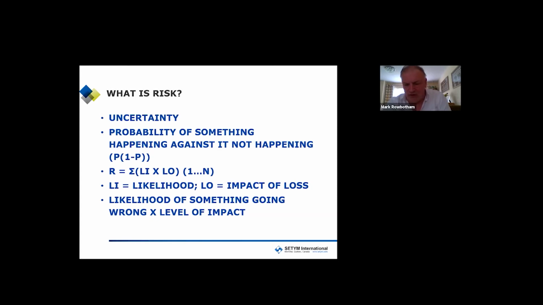Now, I will come on a little later to the difference between raw risk, which is the risk you start off with when you are analyzing a project, and then what we call residual risk, which is what you end up with after you have taken remedial action. And hopefully the residual risk will be a lot lower than the original raw risk. And this I will explain in terms of the risk register shortly. So we have the likelihood and then we have the impact of loss. So it is, as I said earlier, the likelihood of something going wrong against the level of impact if it did go wrong.